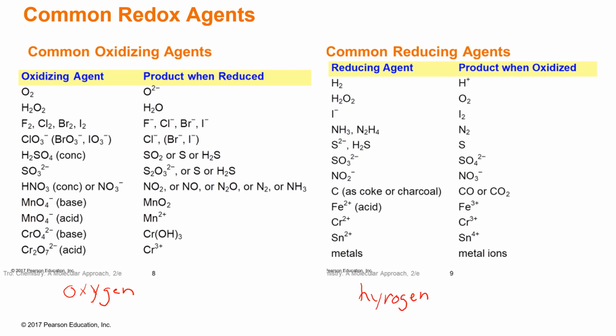Now, there is no need to memorize these lists. I'm just showing you some common things that you might notice. So oxidizing agents tend to have oxygen in them. Reducing agents tend to have hydrogen in the compounds. And you'll notice that hydrogen peroxide, because it contains both, can act either as an oxidizing agent or a reducing agent.